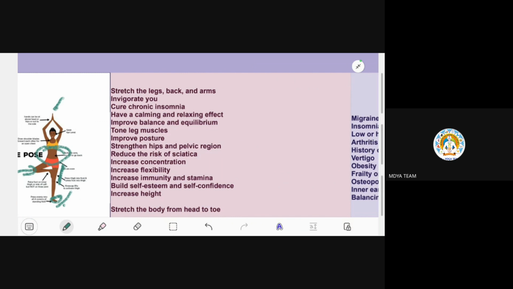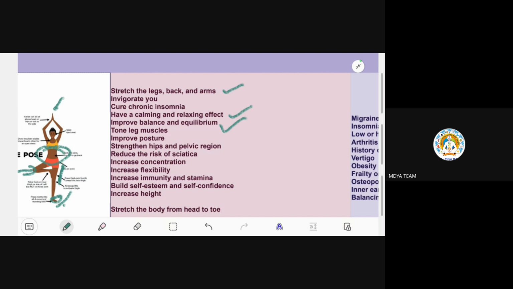Stretch the legs, back and arms. Invigorate you, cure your insomnia, having a calming and relaxing effect. Why does it give you the relaxing effect? I'm controlling all over my body, because your whole body is being stretched upwards. The lungs are being stretched upwards, so horizontally they get more area to breathe properly. It improves the balance and equilibrium, which are the trick that I told you.